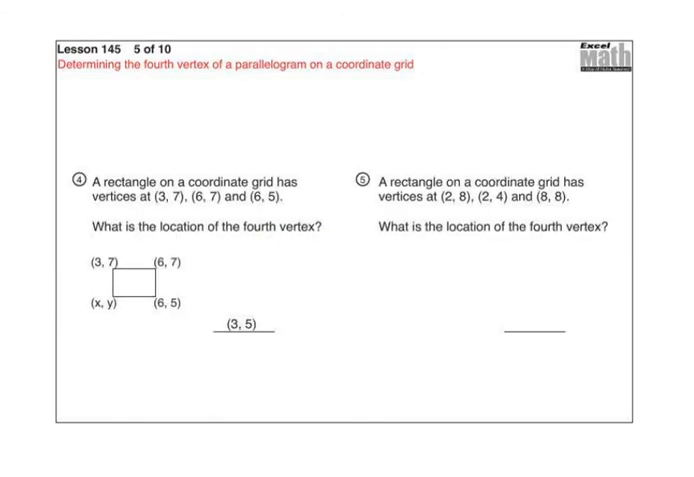Let's look at number 4. A rectangle on a coordinate grid has vertices of (3, 7), (6, 7), (6, 5). What is the location of the 4th vertex? Again, line them up. Big to little, pick the... No, that's different.